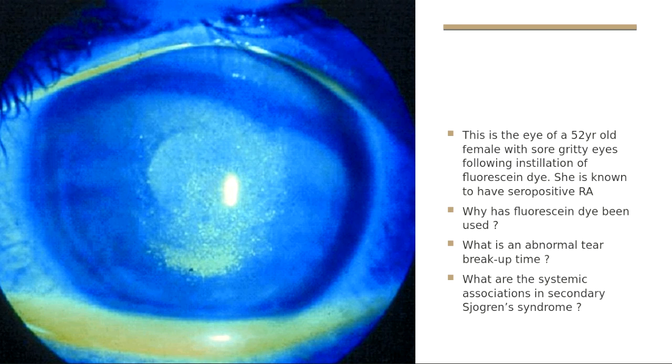So let's start off with a few case presentations to generate some interest, I hope. So this is the anterior segment photograph of a 52-year-old female with sore, gritty eyes following instillation of fluorescein dye. And she's known to have seropositive rheumatoid arthritis.